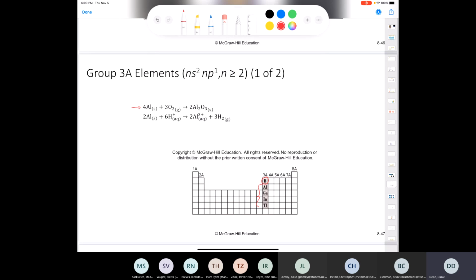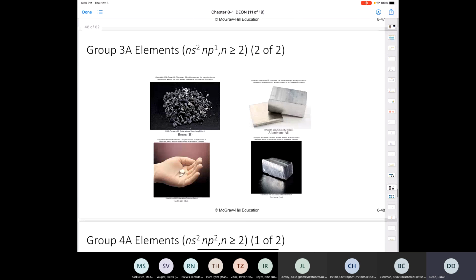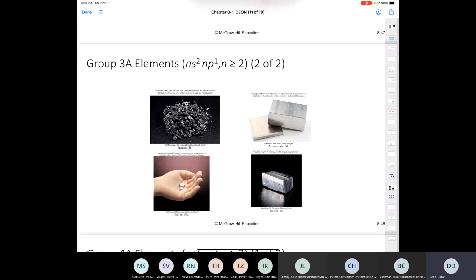This is the net ionic equation shown right here for aluminum reacting. This is the reaction with hydrochloric acid. That aluminum gets oxidized to aluminum 3+, and hydrogen gas is liberated. Again, the group 3A elements are dull or shiny solids. Gallium is kind of an interesting metal in that it can melt in your hand. It has a very low melting point. It's still a solid at room temperature, but it can melt just with body heat.